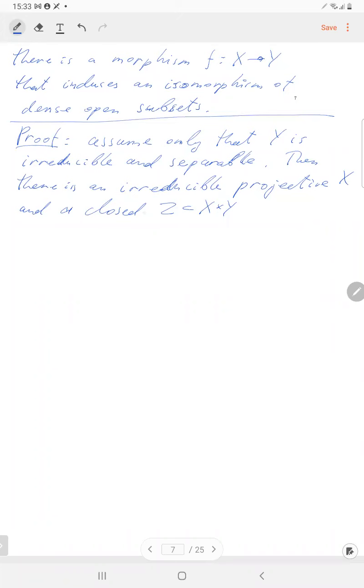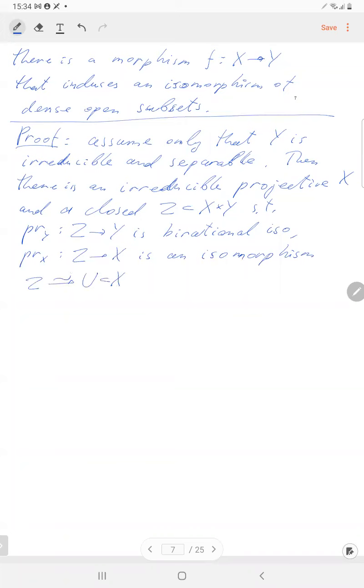So in the product with a projective variety, there is a closed subvariety z, such that the projection to y from z to y is a birational isomorphism, and the projection to x is an actual isomorphism from z to an open subset.